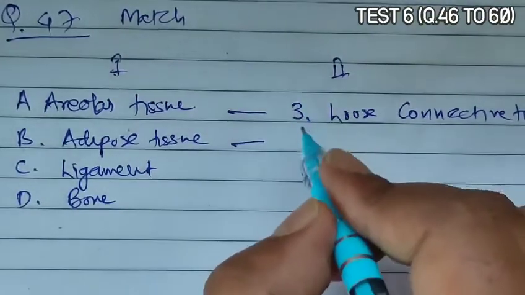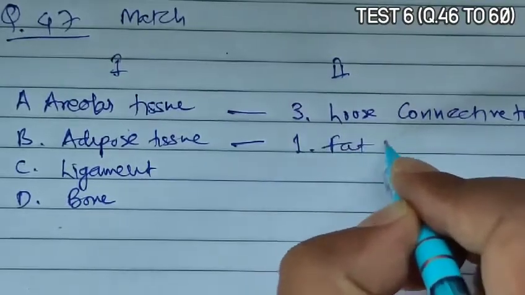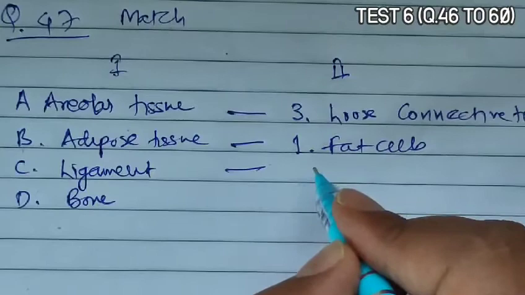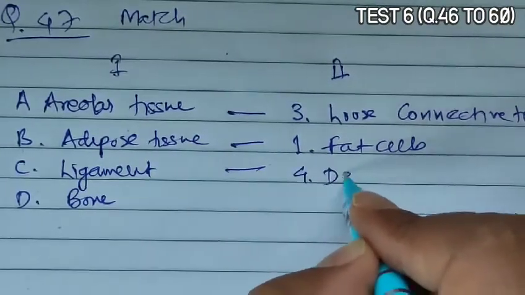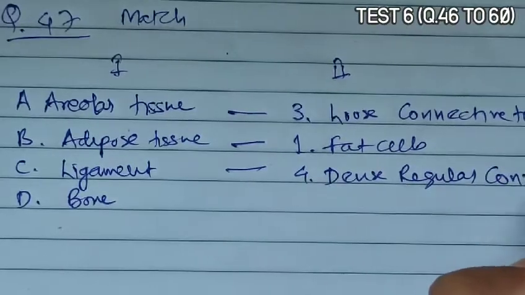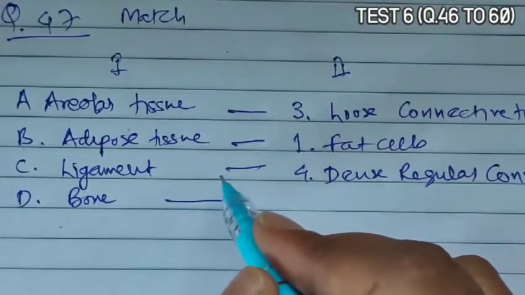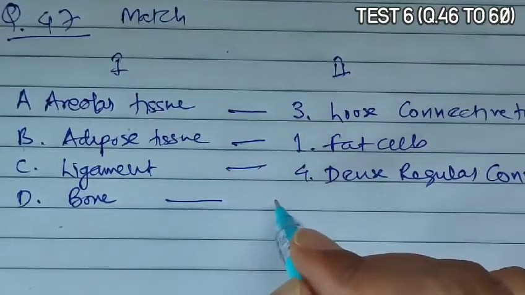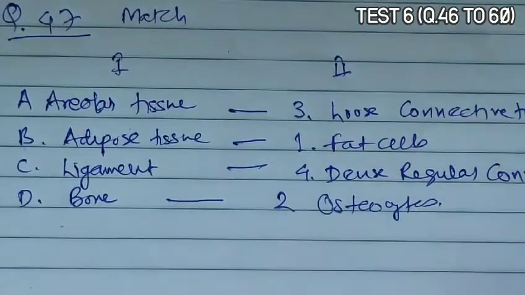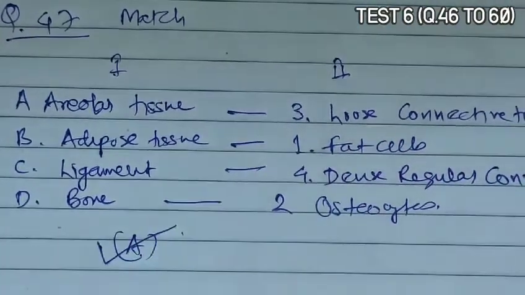Then adipose tissue matches with fat cells, because they store fat. Ligament matches with dense regular connective tissue, that is the 4th option. And bone matches with osteocytes. So according to this, option A becomes the correct answer.